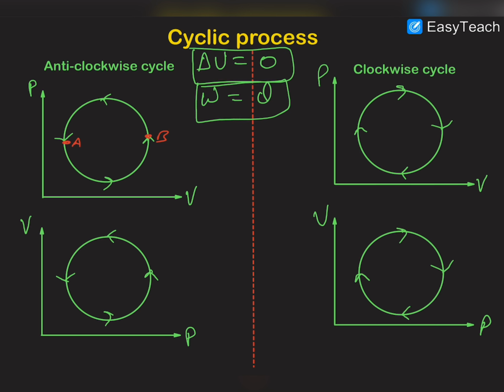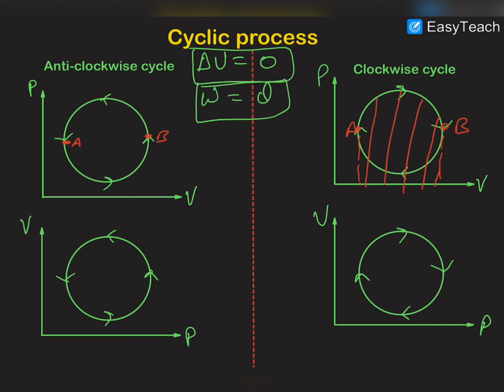Now let us see the work done. We know that work done in a cyclic process, or in any process, is the area under the PV graph. So let us analyze this cycle first of all. If the gas moves from point A to point B, then the work done will be the area bounded between this graph and the volume axis, this area. And this area would be positive because it is an expansion process.